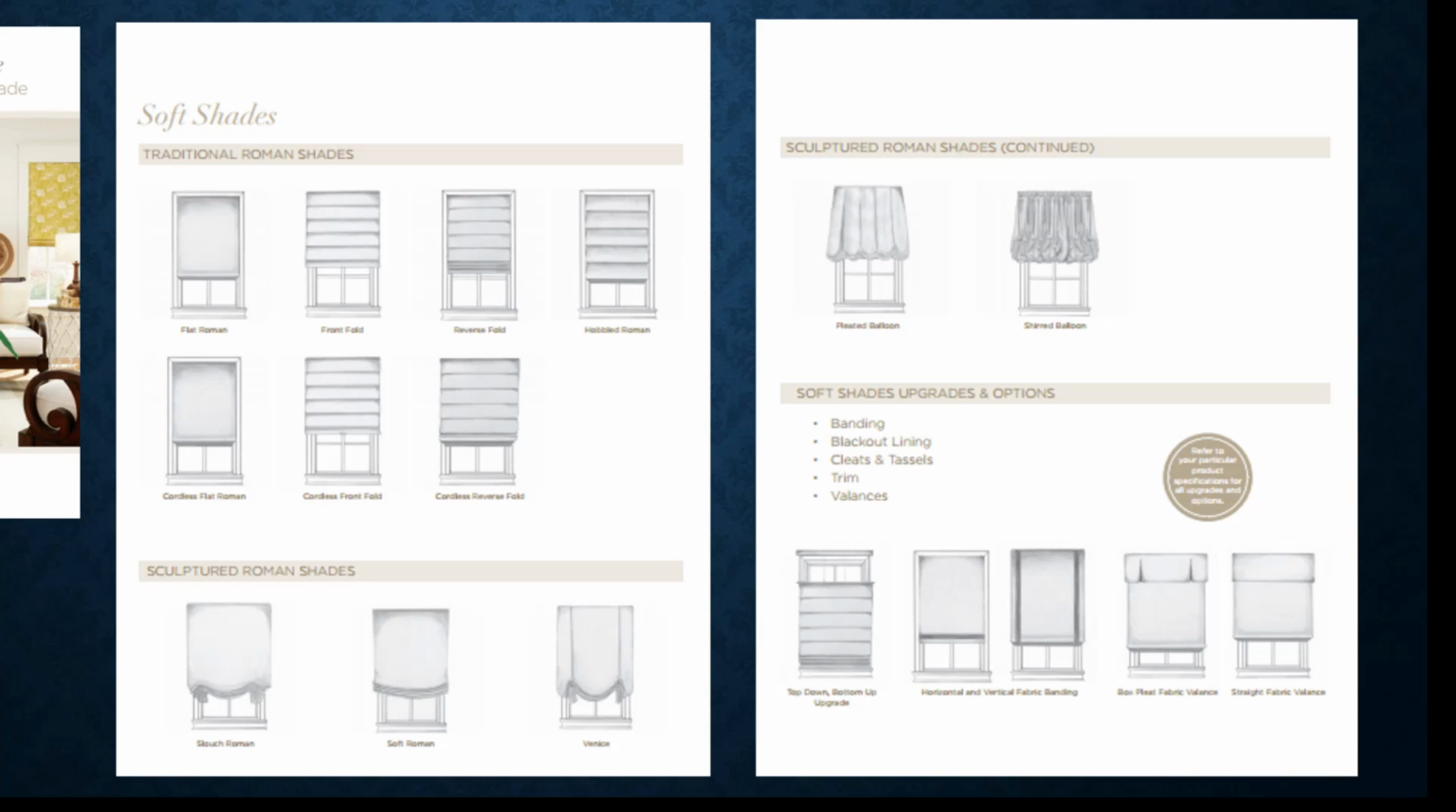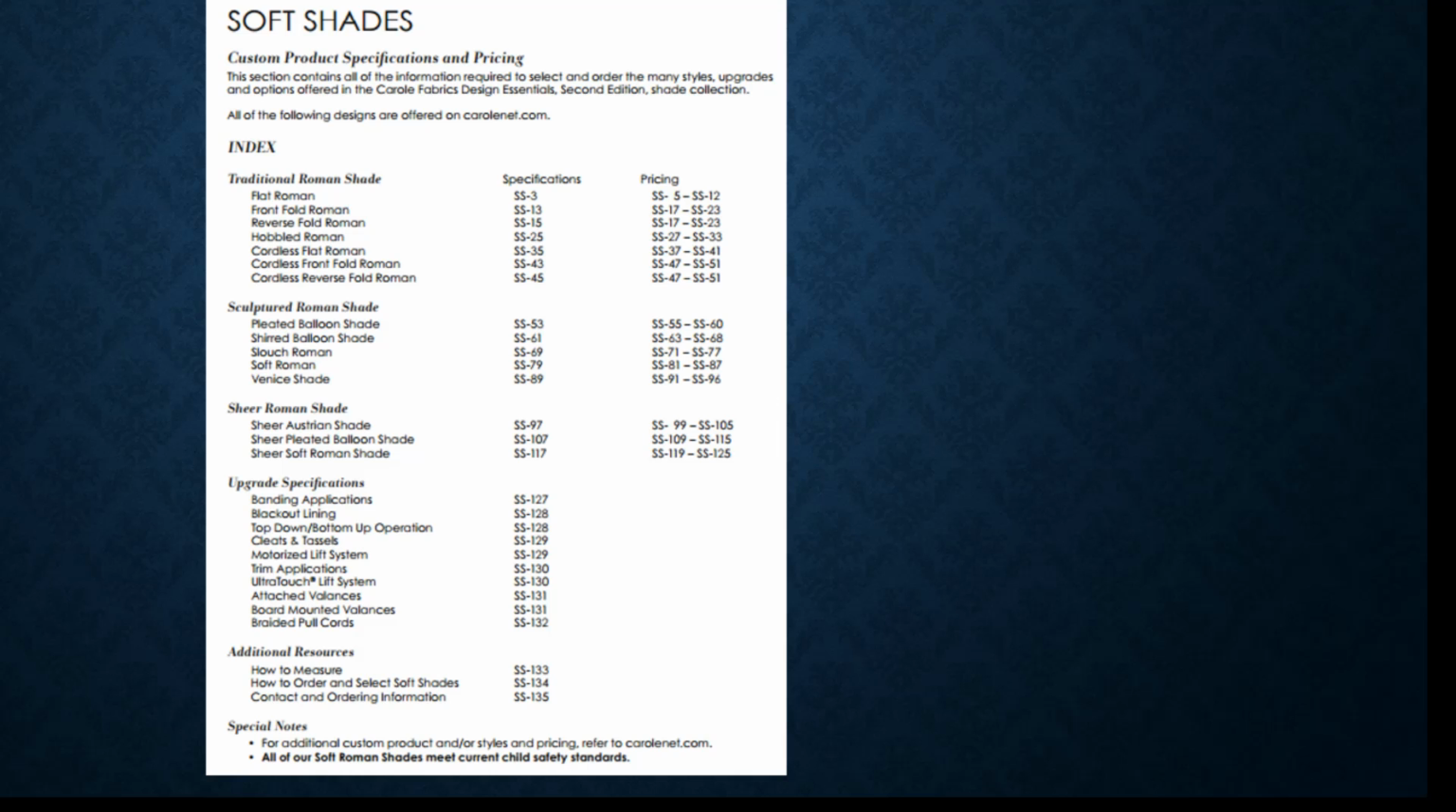But then you can do upgrades, you've got the cordless, you've got blackout lining, trim, valances, all kinds of different things that you can do, top down, bottom up, just some great stuff that's associated with our Roman shade department. And we do a lot of them, so it's a great value-driven category, and it's very popular, and we just sell a ton of them. And this binder, this Design Essentials program really accelerates that for you.